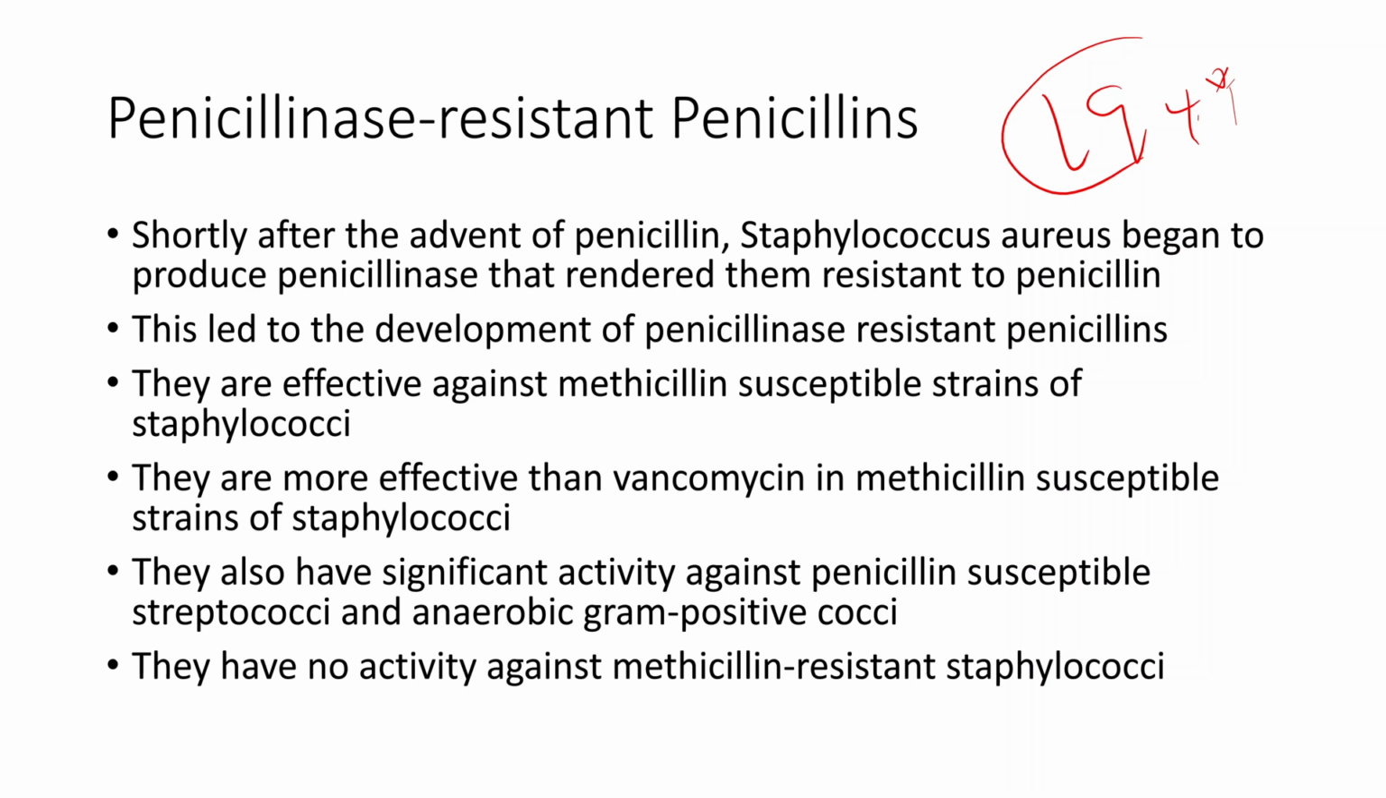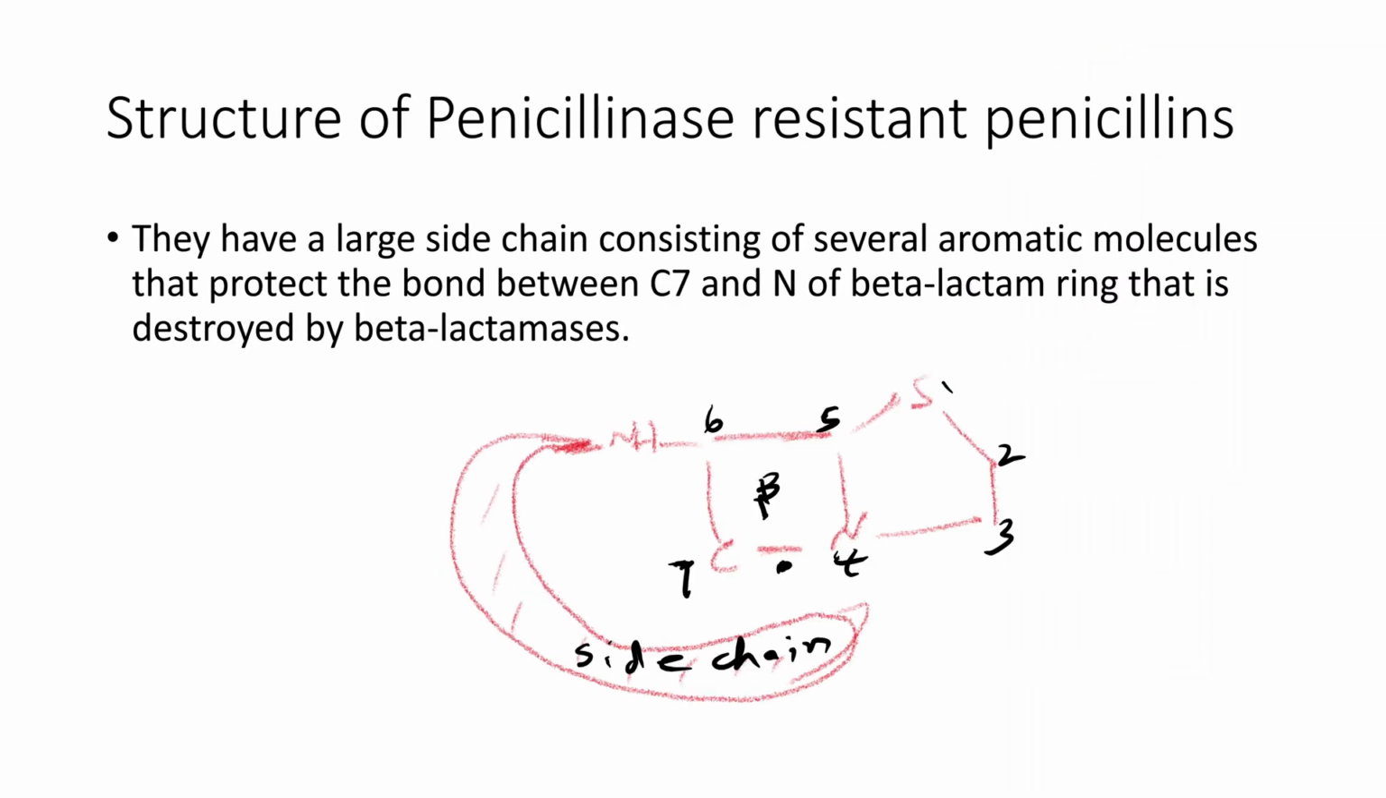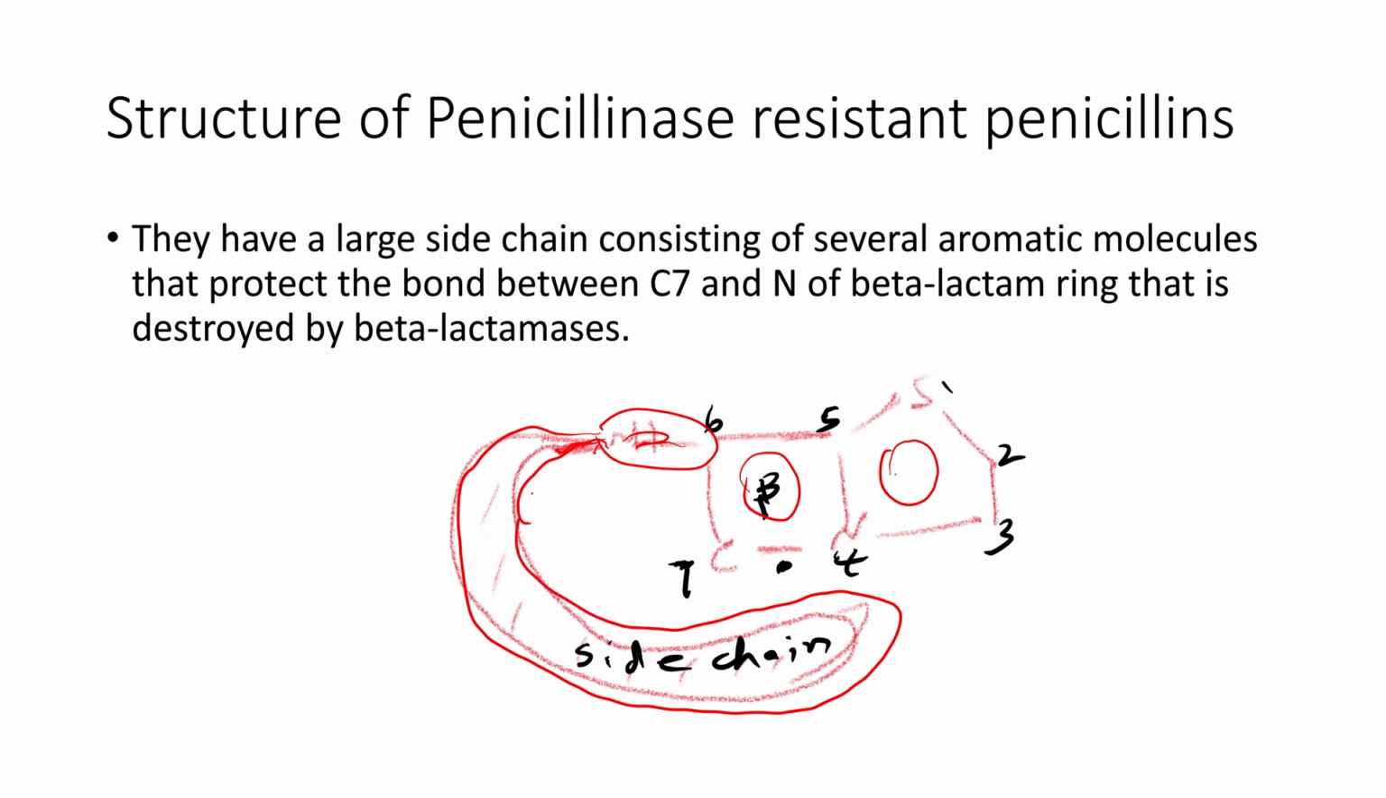So what did we do? We didn't give up. We produced penicillinase resistant penicillins. How does it work? This is the beta-lactam ring. This is the thiazolidine ring. This is the side chain. How did we produce penicillinase resistant penicillin? We modified the side chain. We gave a very big side chain, long and big.